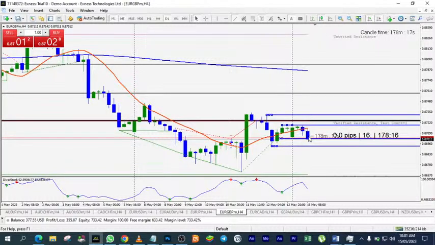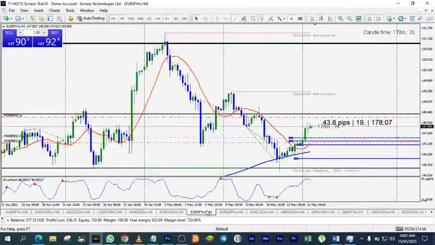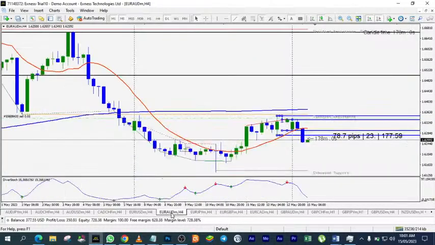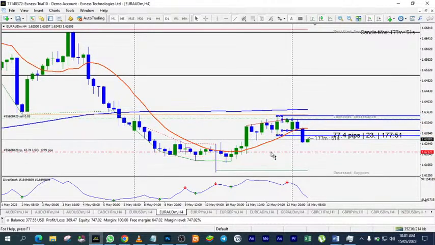For this, I'd rather wait for the completion of this 4 hours candle and see what it's telling us. Yeah, EUR/USD still looking good to me. Yep, still looking good. So we've been selling this trade, and yes, this is where I have my take profit coming up.